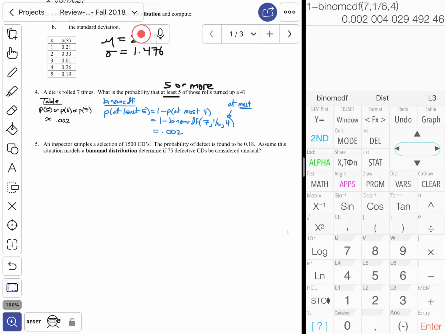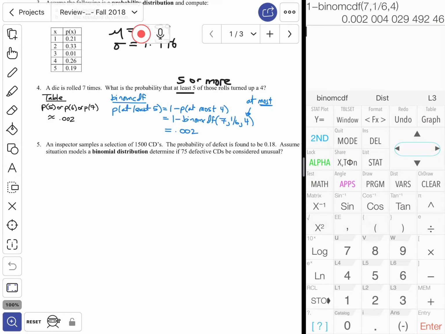Number 5, an inspector samples a selection of 1,500 CDs. The probability of defect is found to be 0.18. Assume that it's a binomial distribution. Determine if 75 defective CDs would be considered unusual.